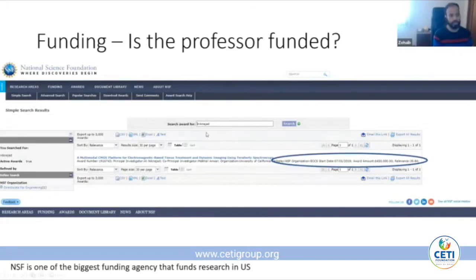So I just went to this website, typed his name, did a search, and found that very recently he has been awarded $450,000 on a project related to medical imaging using analog circuits. So this might be something of interest to me.